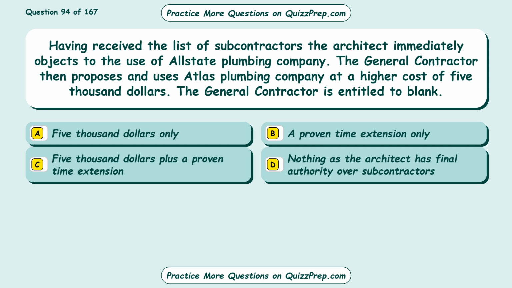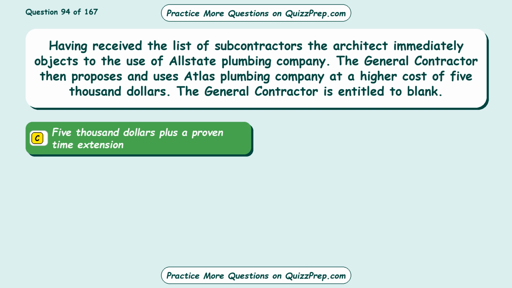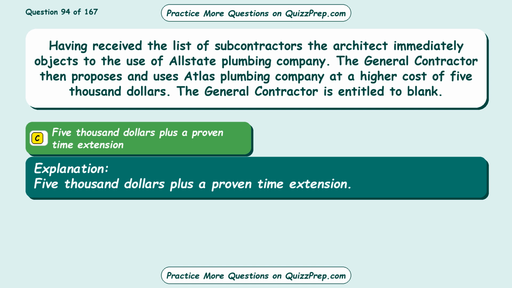Question 94. Having received the list of subcontractors, the architect immediately objects to the use of Allstate Plumbing Company. The general contractor then proposes and uses Atlas Plumbing Company at a higher cost of $5,000. The general contractor is entitled to blank. Option A, $5,000 only. Option B, a proven time extension only. Option C, $5,000 plus a proven time extension. Option D, nothing, as the architect has final authority over subcontractors. The correct answer is option C, $5,000 plus a proven time extension.